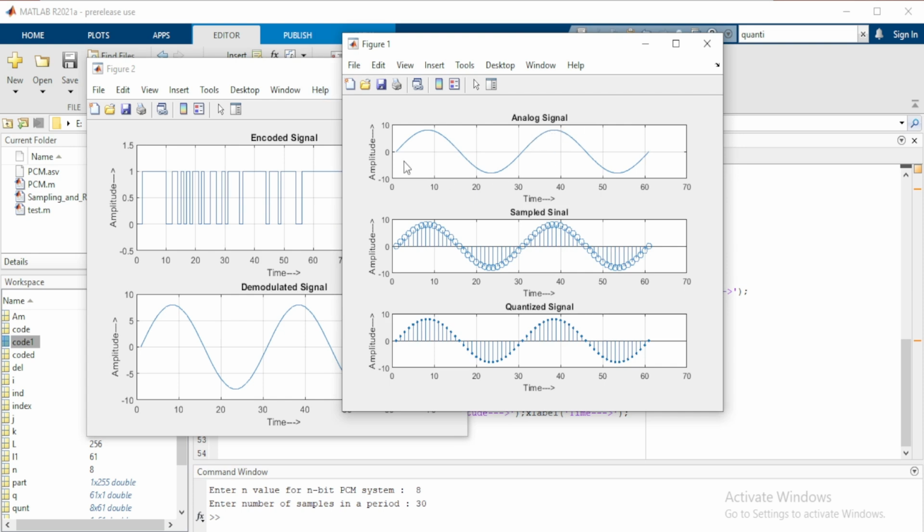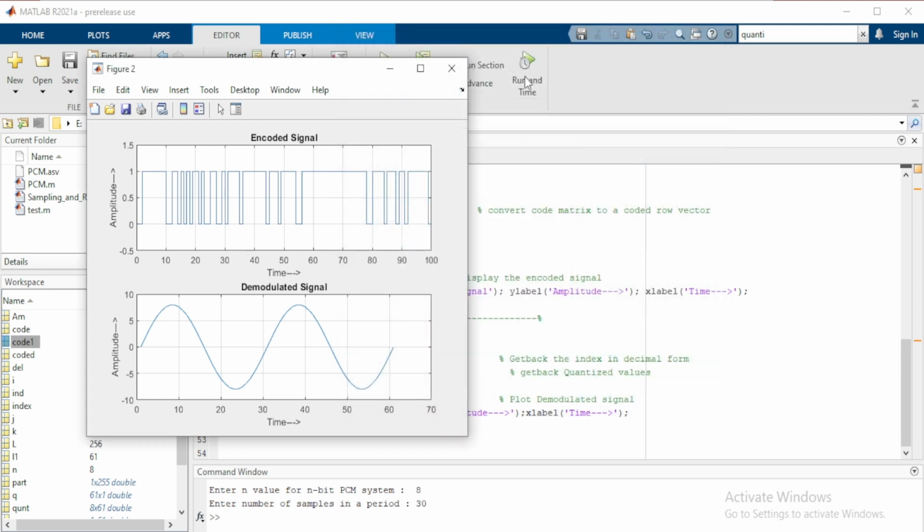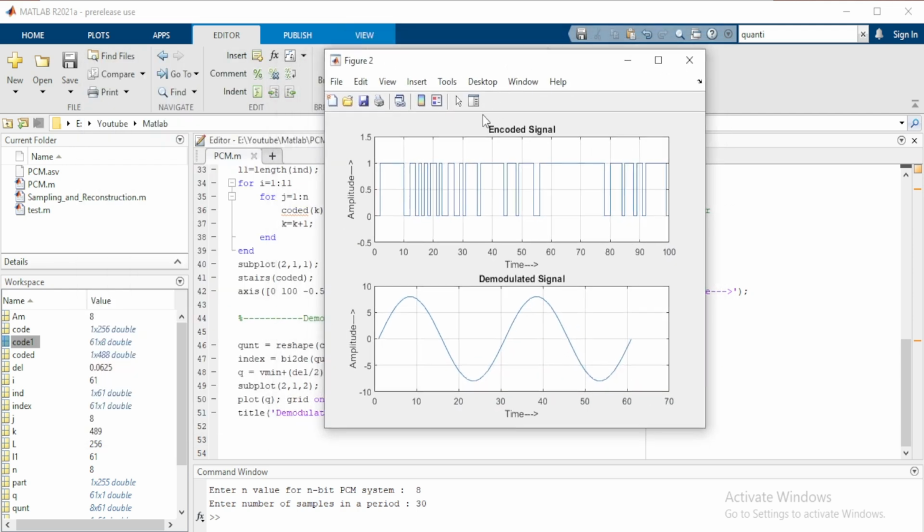The analog signal, which is the message signal, I already explained about this. This is the message signal, then the sampled signal, and this is the quantized signal. After quantization, we have converted the parallel to serial, and this is the encoded signal. Here you see there is 0. So the first bit is 0, the second bit is 1, the third bit is 1, the fourth bit is 1. Like that you can also see where it is coded.